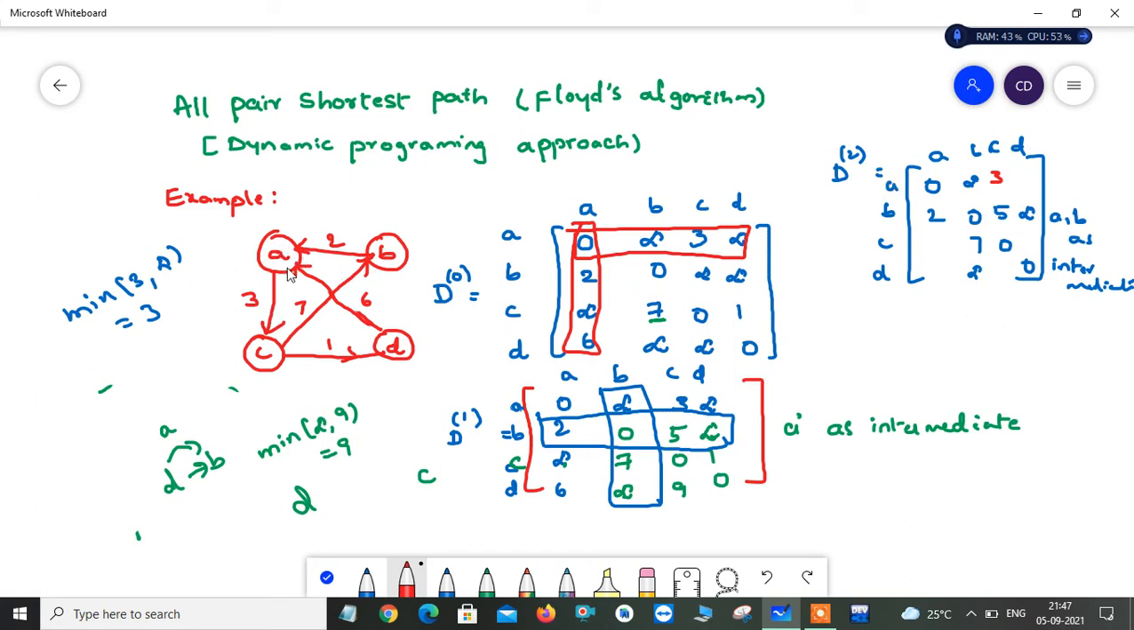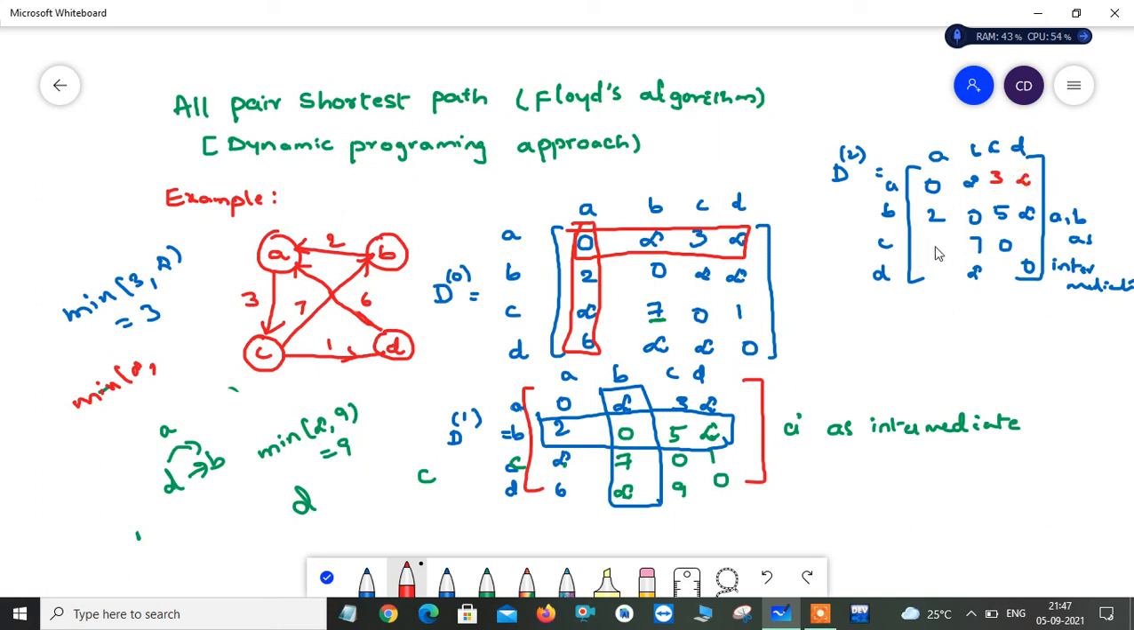Now, I didn't have any direct path from A to D, so in my previous weighted graph it is infinite. So now it is min of infinite. Then we are trying to reach from A to D with A, B as an intermediate. With A, B as an intermediate, I cannot reach D, so this is also infinite.